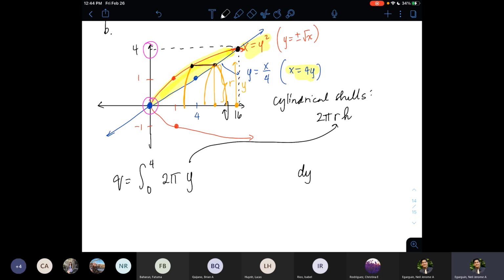Well, the height of the cylindrical shell will be this, right? But that is a horizontal strip. And we measure the length of a horizontal strip using the formula right minus left. So here, let's look at the right function. The right function is the blue function, which has equation x equals 4y, minus the left function, which is the upper parabola. So the upper parabola has equation y squared. And so that would be the volume.